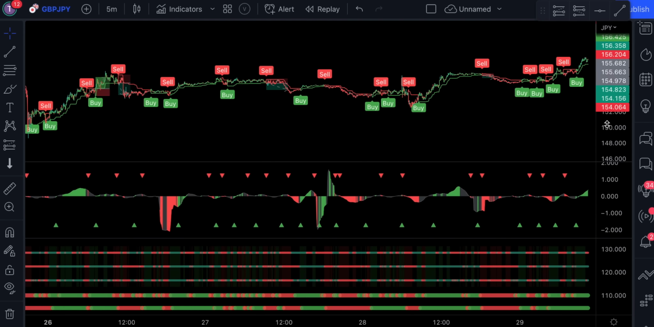I think it works pretty well, definitely give it a try, but make sure you do your diligent backtesting and forward testing before trying the strategy out on a live market. Alright, let's move on to the next indicator.